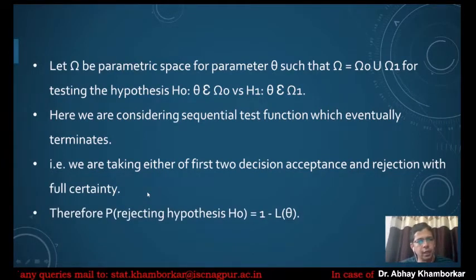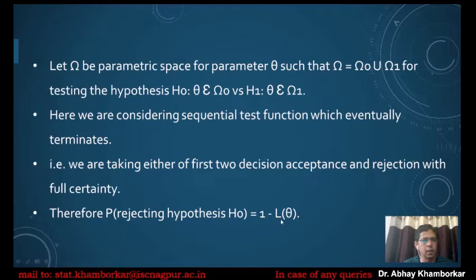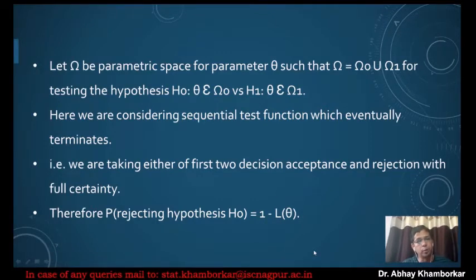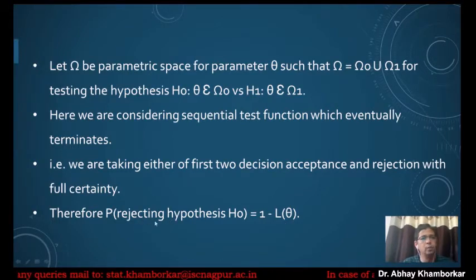Therefore, the probability of rejecting the hypothesis H naught will be equal to 1 minus L of theta, because we have considered L of theta as the probability that the process will terminate with the acceptance of the hypothesis. So if I am talking about rejection of the hypothesis, of course the process is going to terminate, but now I am talking about rejecting the hypothesis H naught, then that will be denoted by 1 minus L of theta, where L of theta is nothing but the OC function, which denotes the probability of accepting the hypothesis, and therefore 1 minus L of theta is nothing but the probability of rejecting the hypothesis H naught.